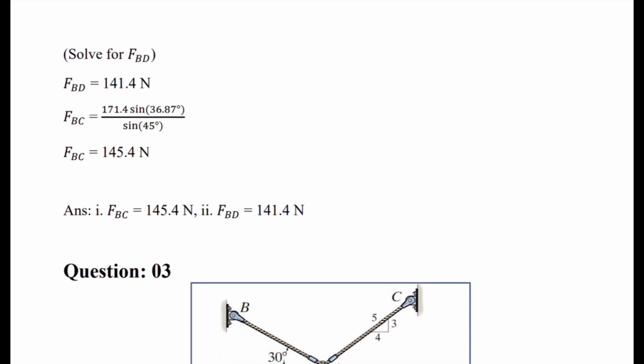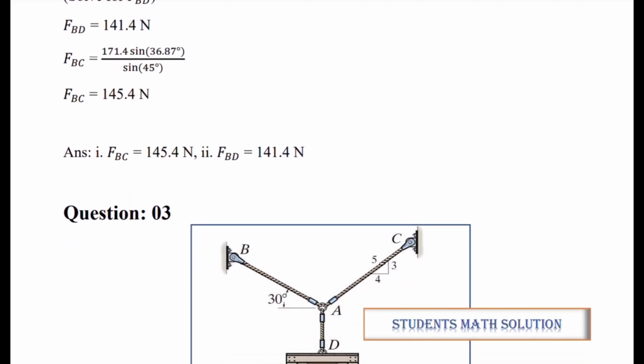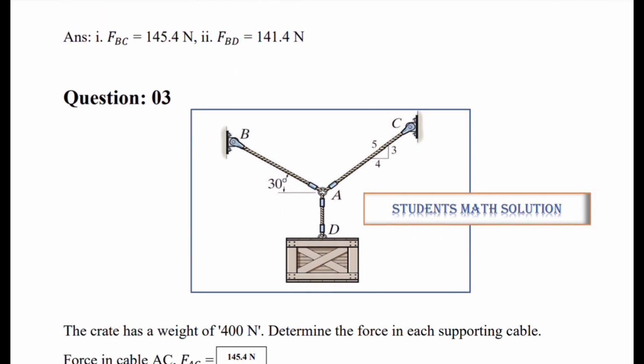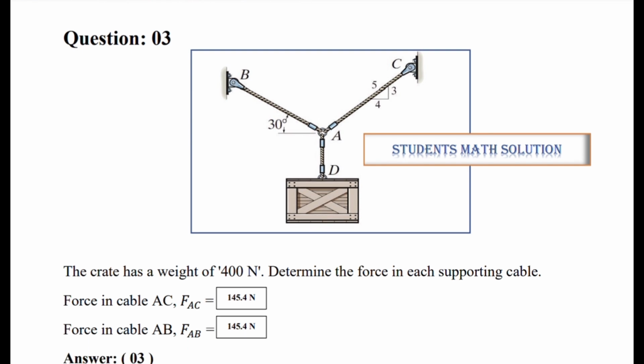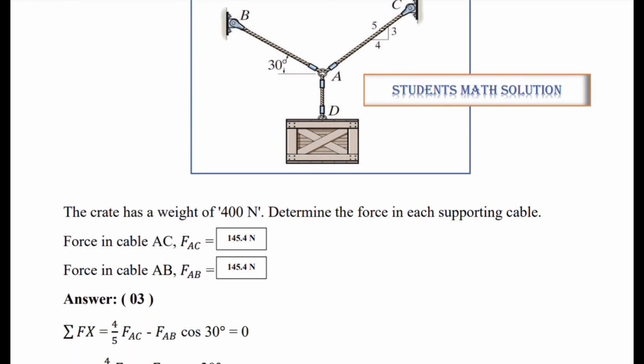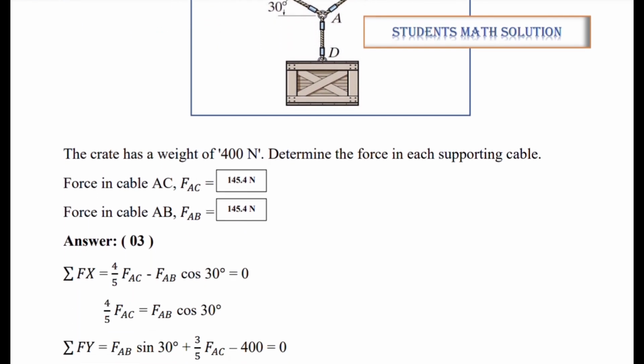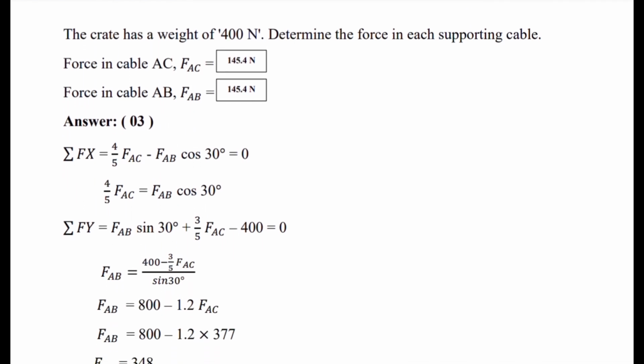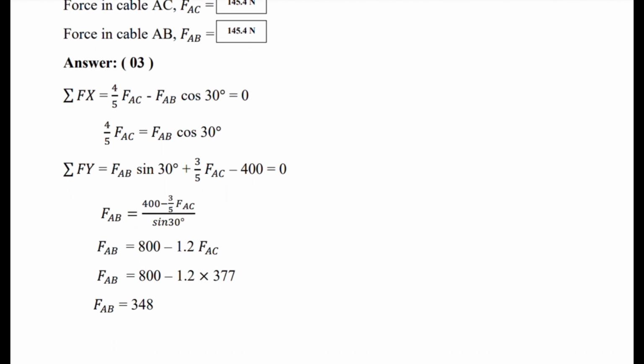Now, let's move on to the second supporting cable. The process is similar to the first cable, but we need to take into account the different angle of attachment. Using trigonometry, we can determine the component of the force exerted by the spring in the direction of the second cable. By using this component, we can find the force in the second supporting cable.